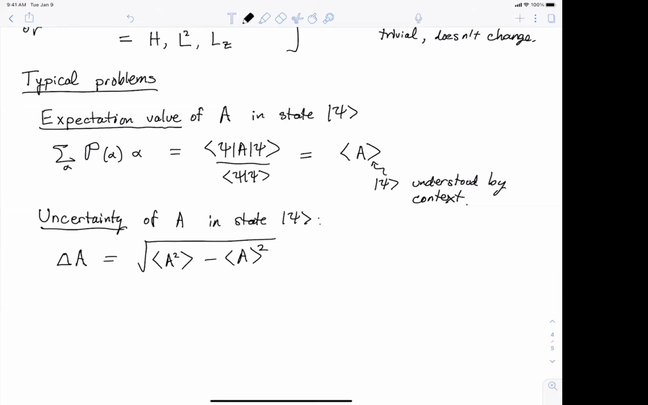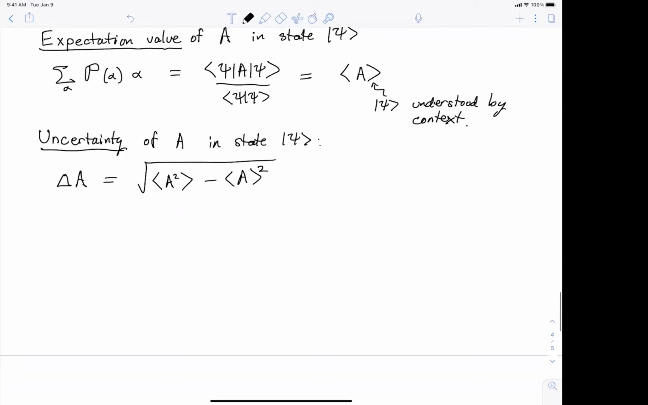Those are not the same thing. And therefore, this is something that's typically positive, although it doesn't have to be, so it could be 0. Okay, and among the things we proved, there's this famous fact that the uncertainty in position times the uncertainty in momentum is always at least h bar over 2.